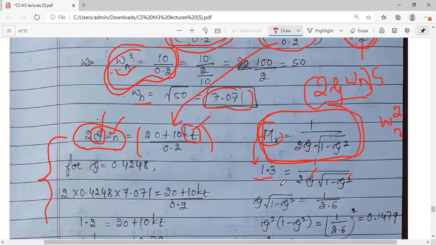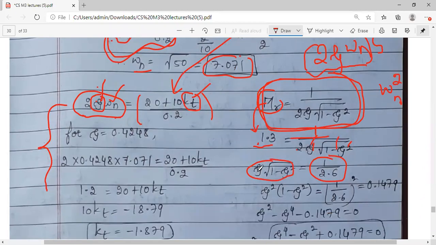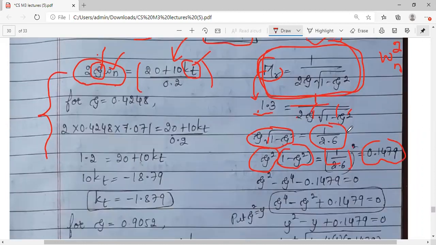How can you further proceed? I will simply rearrange the terms. 1 divided by 2 into 1.3. I will take all constants to one side. Zeta into root, I will take it in the LHS. Just rearrangement. Next step, to eliminate the root, square both sides. You'll get zeta square into root will cancel, whole square. So the square is 0.1479.